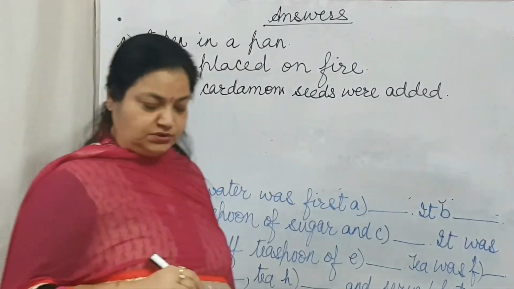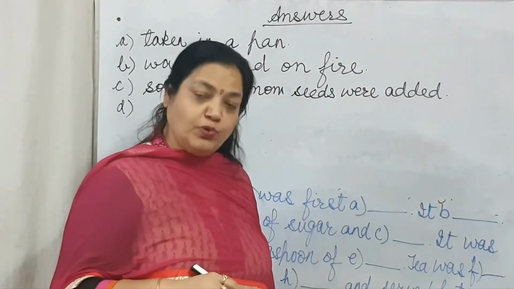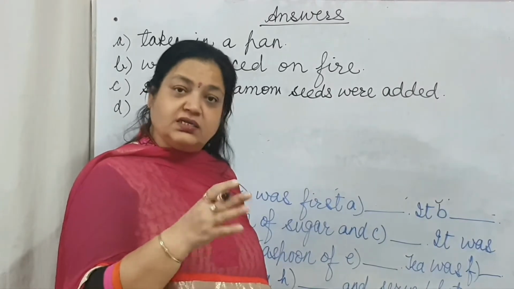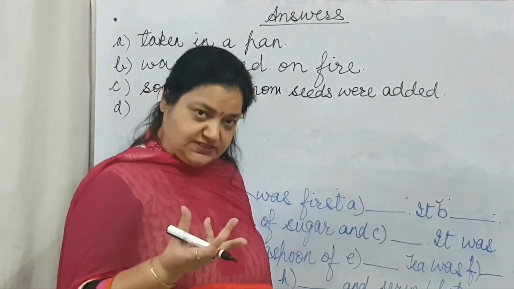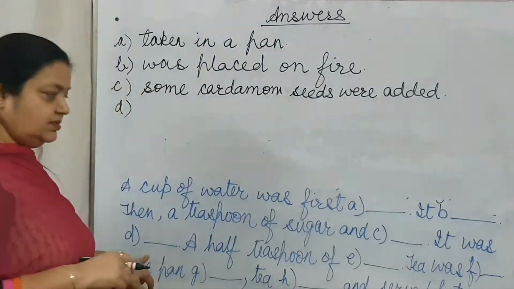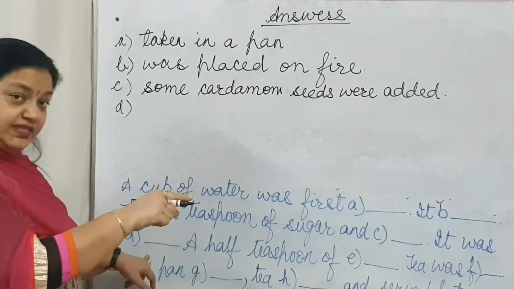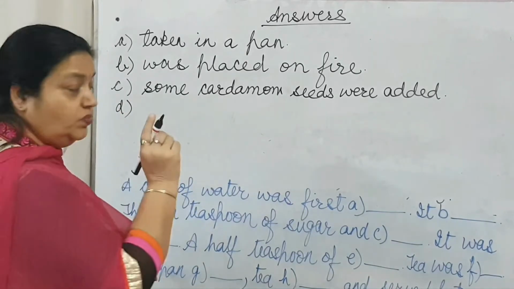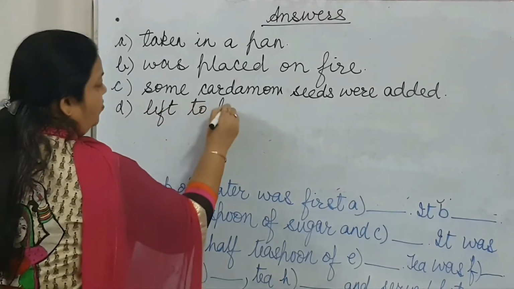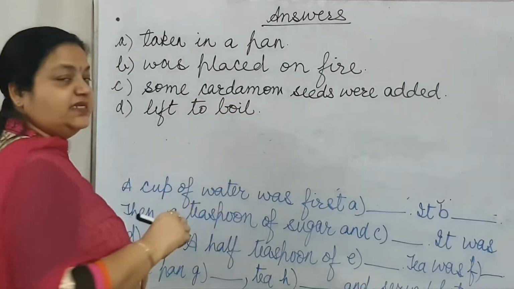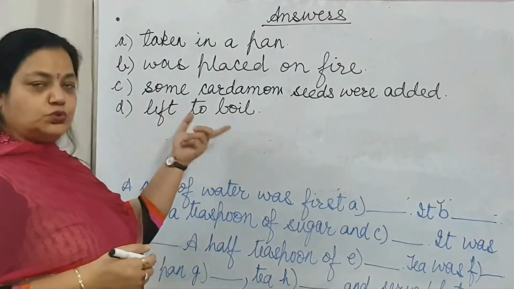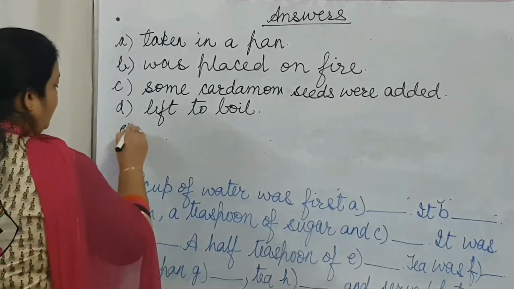Now the next instruction, it says let it boil. Now let it boil means the pan was left there so that the mixture boils. Now what the blank says, it says it was dash. Was is already there, so we don't write was. We write it was left to boil. Let it boil means we are leaving it there so that it boils. So it was left to boil. Now the next blank.